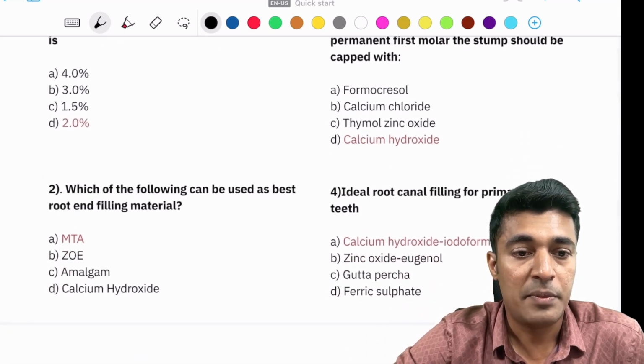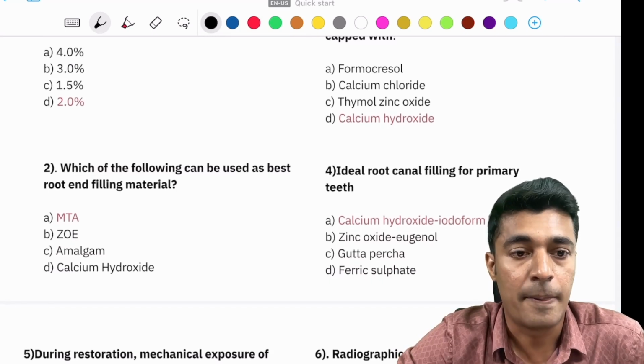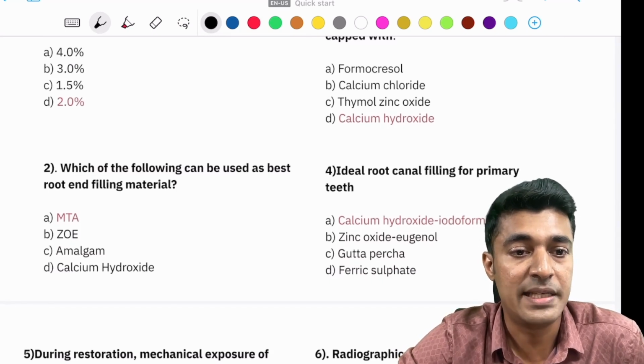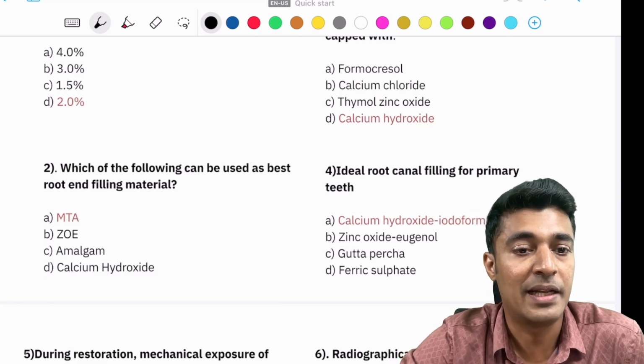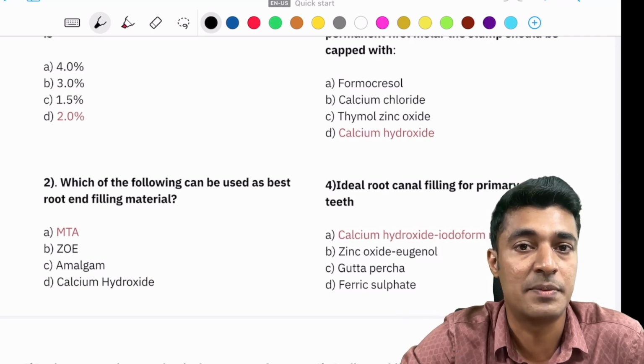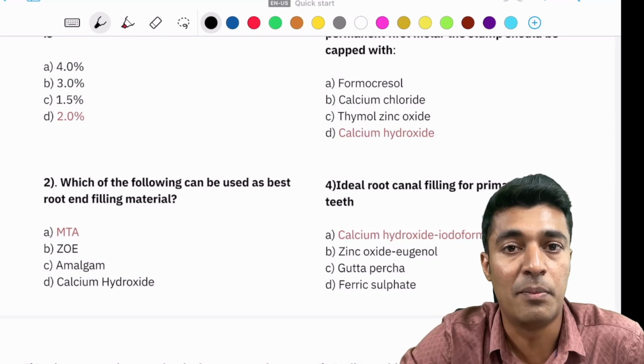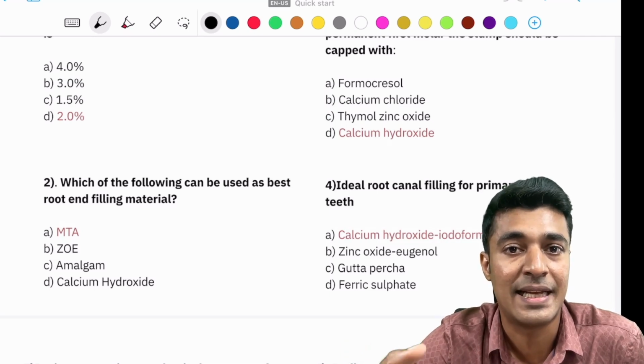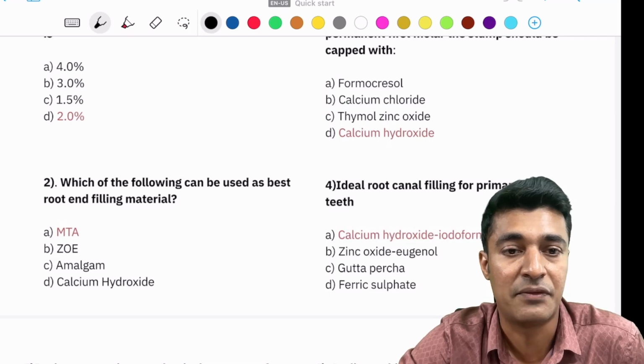Which of the following can be used as a best root end filling material? The answer for that is MTA among zinc oxide eugenol, amalgam, and calcium hydroxide. Now why we can use MTA as a root end filling material is because when it comes in contact with moisture, MTA is able to set and harden. None of the other materials have that kind of property.